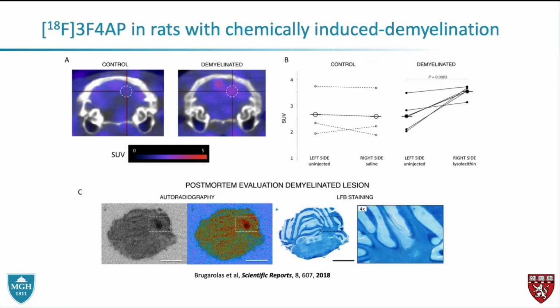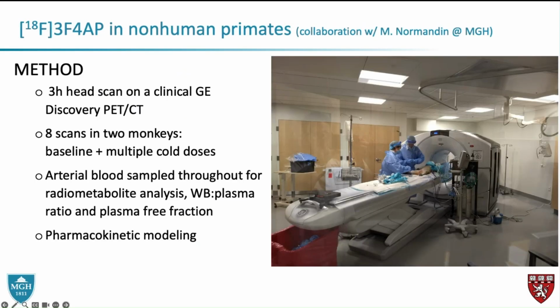So this is one of the first experiments that we did. Again, going back to the model of chemical induced demyelination, control animals receive an intracranial injection of saline, and we don't see much on the PET. Demyelinated animals, we see an increase on the PET. This was confirmed by post-mortem autoradiography, which matches very well with the histological staining for myelin. So where you see the demyelinated area, you also see the high signal on autoradiography.